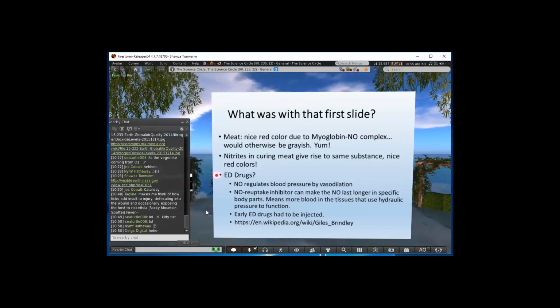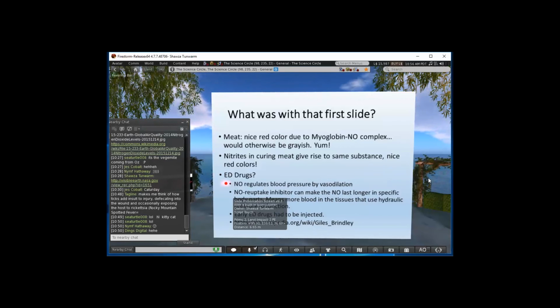I also showed you the Viagra and Cialis for the erectile dysfunction drugs. Well, NO regulates blood pressure by vasodilation.